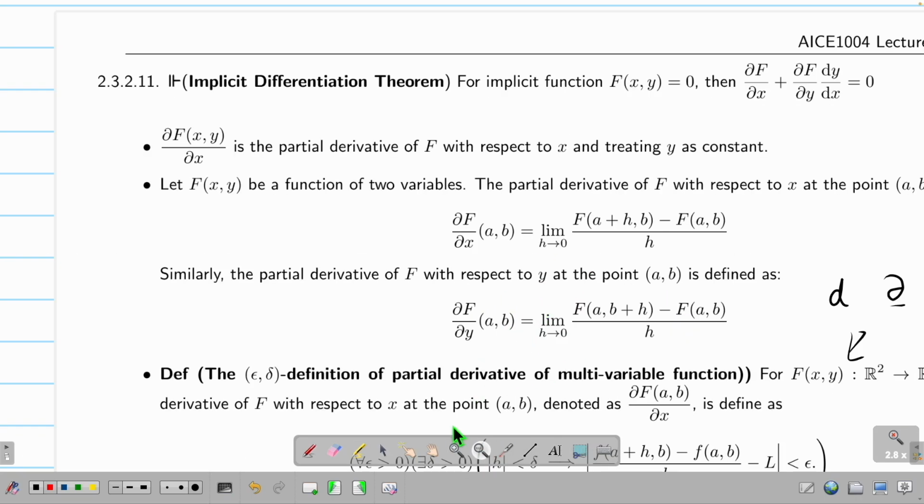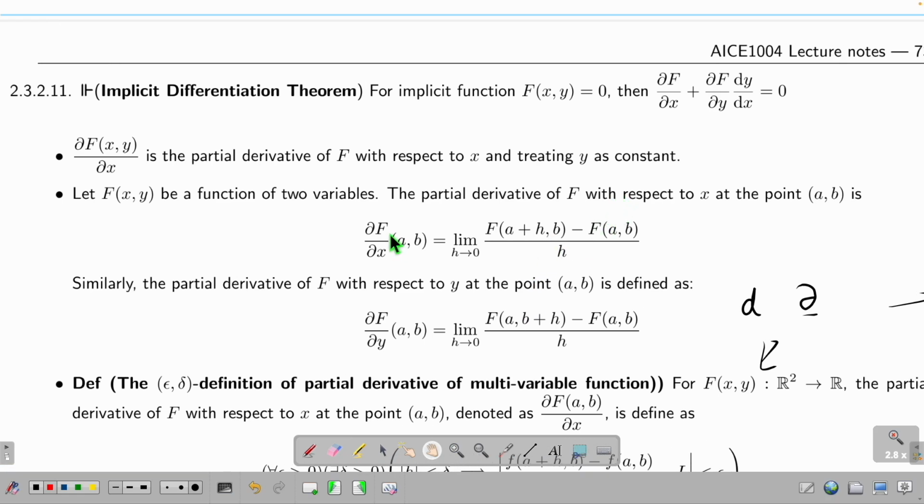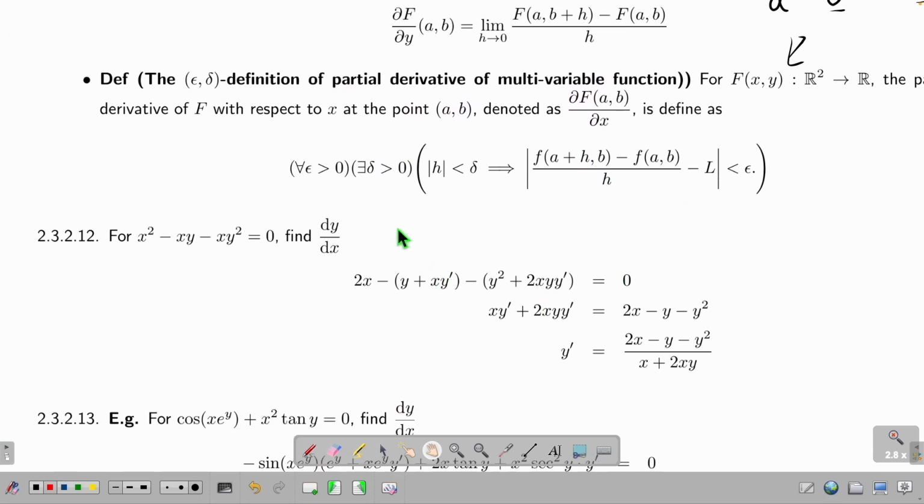Okay, these are math language. What is the human language? Human language: partial f partial x is just df/dx ignoring y. Partial f partial y is just df/dy ignoring x. What does it mean to ignore? You treat the other part as constant. So here's an example. What's the theorem here?